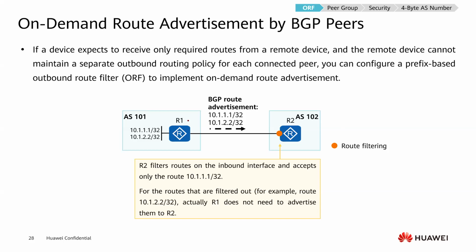That means R1 will send all of the routes it has advertised. But R2 only needs to receive several of them. So this time you can use the ORF to select some specific routes and tell the neighbor to only send the specific routes that I need, and it will not send any other routes I don't need. So this is the function of the ORF.